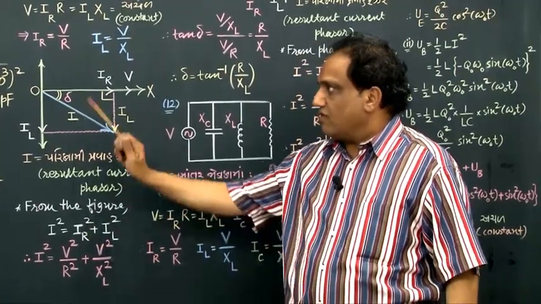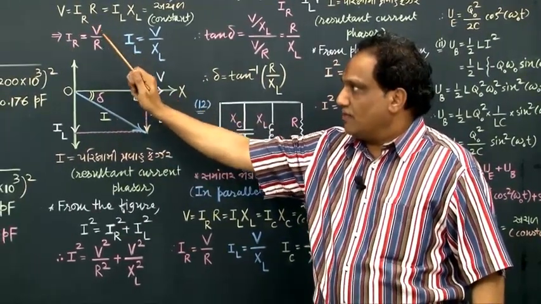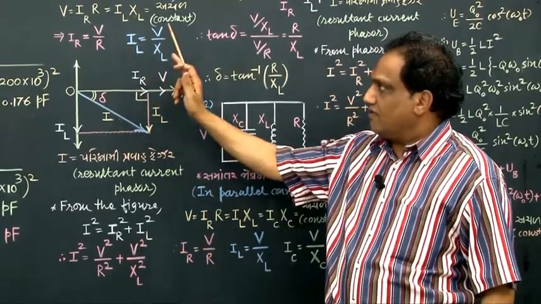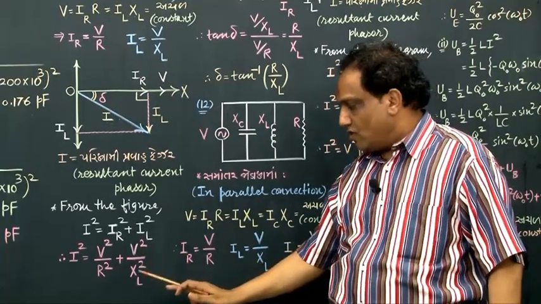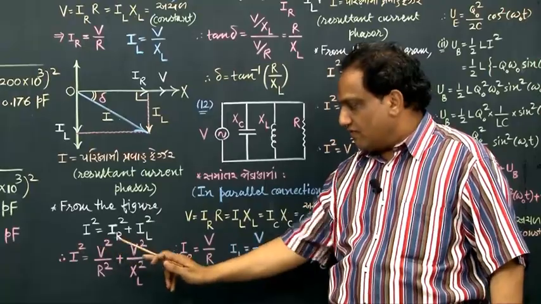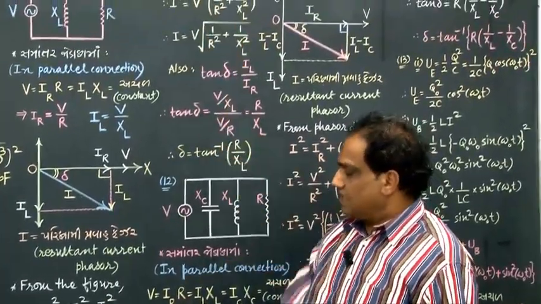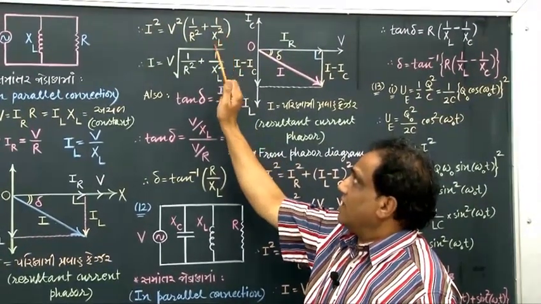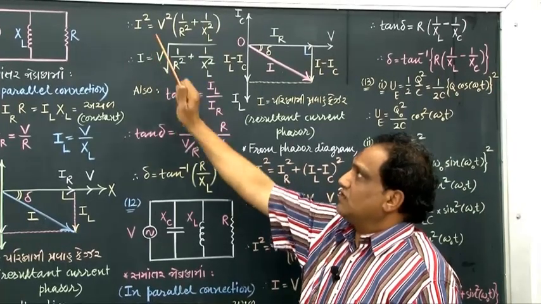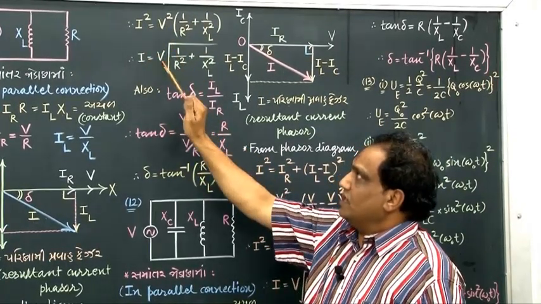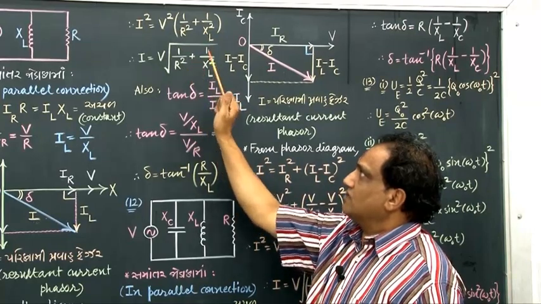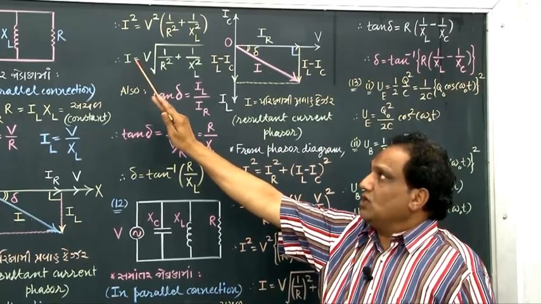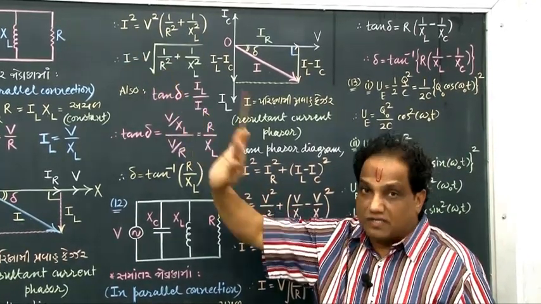But what is IR square from here? IR square is V square upon R square. What is IL square? IL square will be V square upon XL square, correct? Take V square common. Inside the bracket, 1 upon R square plus 1 upon XL square. Take square root on both the sides. Square root of this is I, and square root of this is V under root 1 upon R square plus 1 upon XL square. Fine. This is the required formula for total current passing through this parallel circuit.